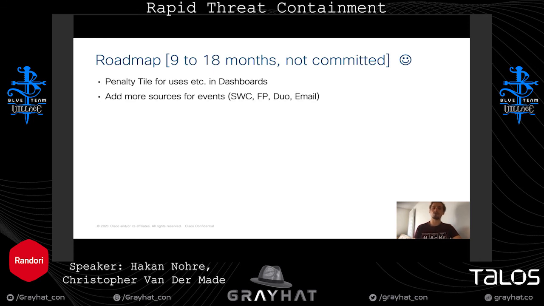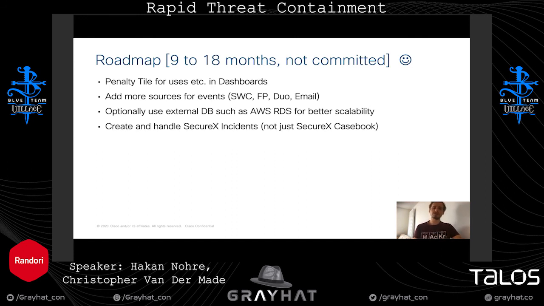We also want to add more sources for events. So for example, all kinds of other Cisco security solutions like StealthWatch Cloud, Firepower, Duo, or email security. We are also definitely looking at third parties as well. So if you have any suggestions, let us know. We also want to have a look at creating an external database, maybe somewhere in AWS, so that it's better scalable, and that we maybe can also add some analytics to it more easily.